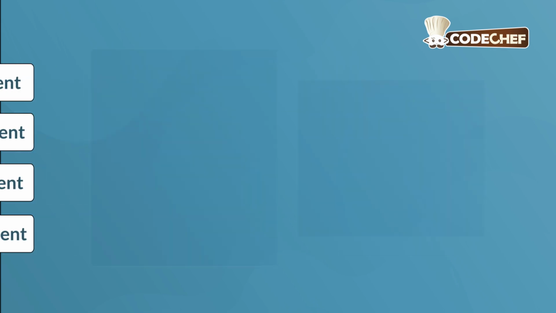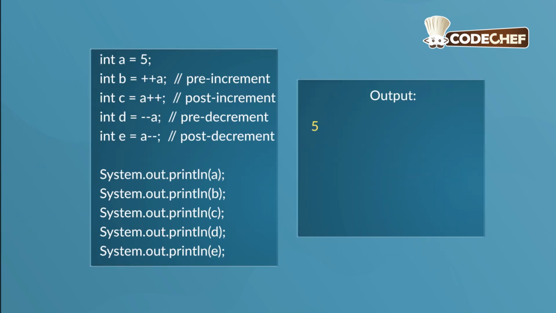For example, if we have a = 5, Java calculates each operation as follows. ++a makes a 6 and assigns 6 to b. a++ assigns 6 to c, then increases a to 7. --a decreases a to 6 and assigns 6 to d. And a-- assigns 6 to e, then decreases a to 5.